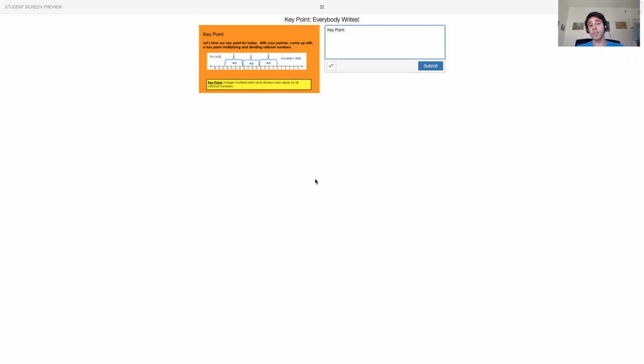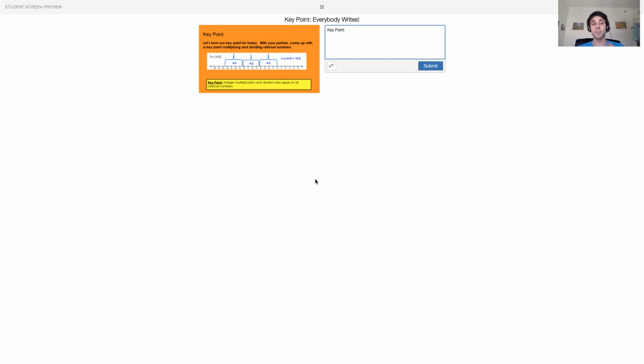We saw on that first review slide that positive times positive gives us a positive, negative times negative gives us a positive, and then negative times a positive or vice versa gives us a negative. So those are also going to apply to rational numbers. It's not just going to be those easy whole numbers that we're used to.